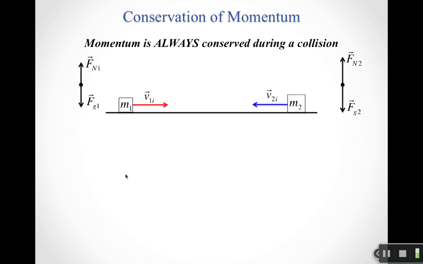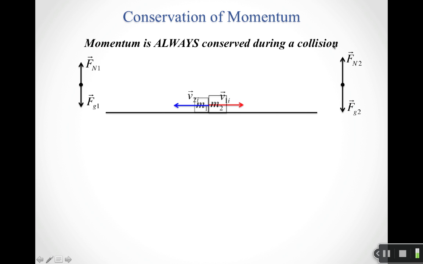So let's say we've got a simple system with two objects. Here's mass 1 over here, here's mass 2. They're sliding towards each other. Again, I've drawn the free body diagram for both of these masses. Right now, the free body diagram for mass 1 is just the normal and the weight, and those two cancel out. The free body diagram for mass 2 is, again, its normal and its weight. Those two cancel out. So the net external force acting on my system is 0 because everything's canceling out here.